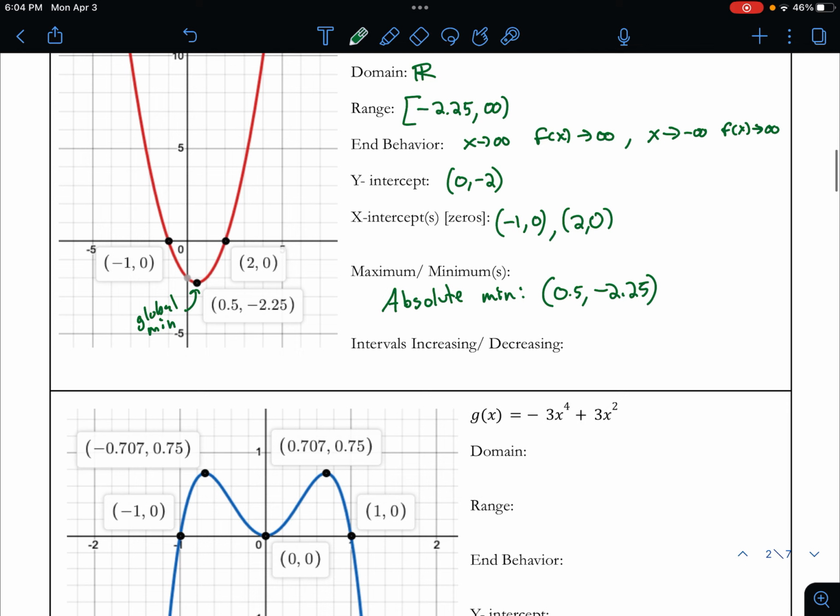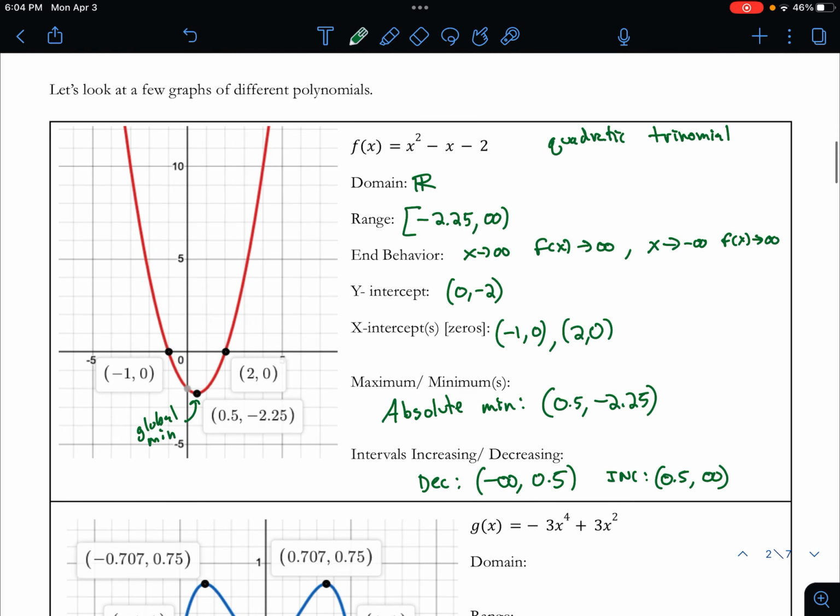And then we are decreasing on the interval negative infinity to 0.5. We remember we described these based on the x intervals, and then we are increasing from 0.5 to infinity. And that describes our function. Now that's just a quadratic, but all the polynomials basically follow this.